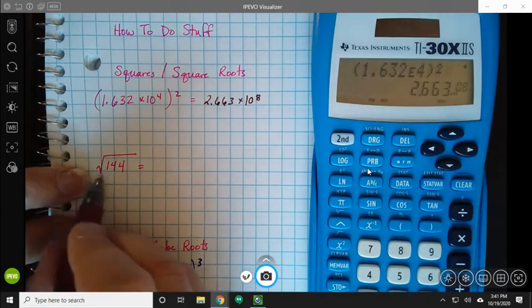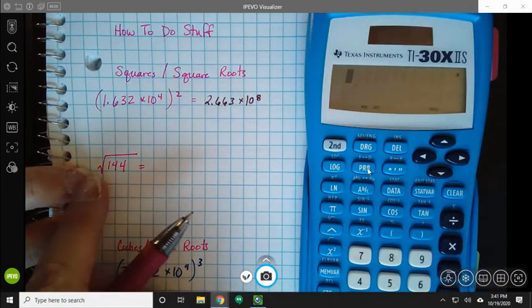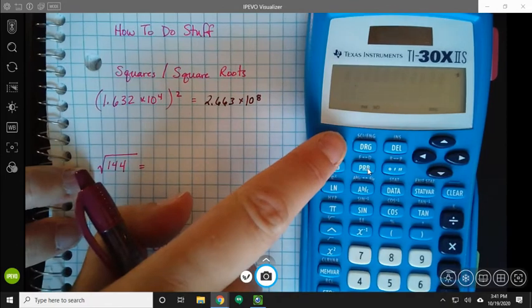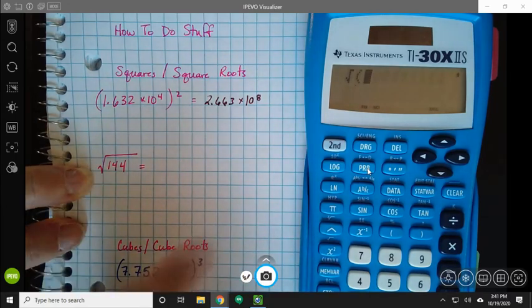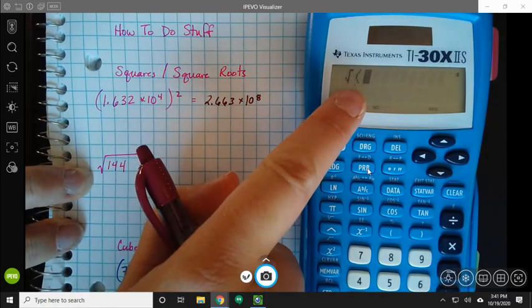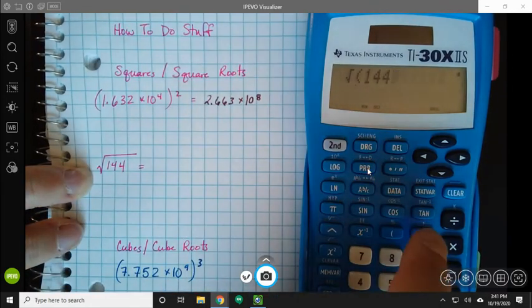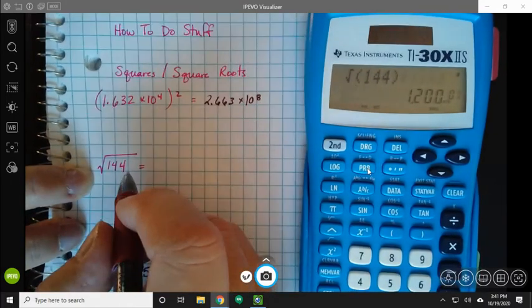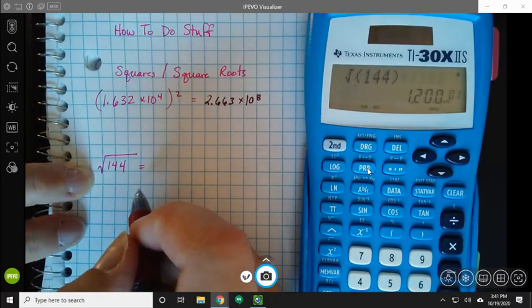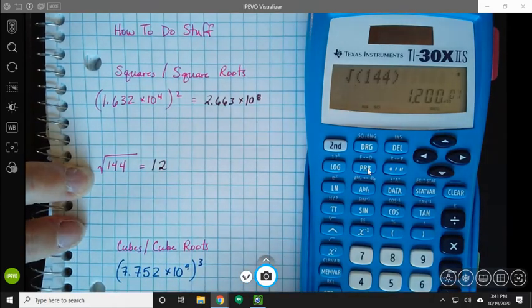Now, to find the square root of something, I'm going to put in the square root sign first. So second, instead of x squared, the second function here is a square root. That'll also go ahead and put my parentheses in by default. I'm going to put in 144, close my parentheses, hit enter, and it told me that it's 1.200 times 10 to the first. That's 12. So my answer here is 12.